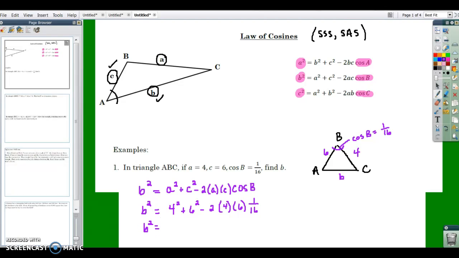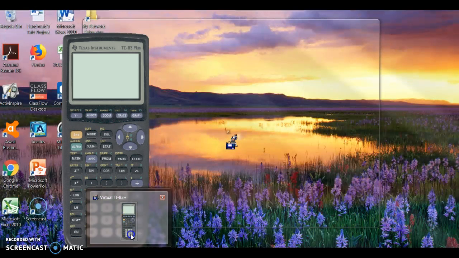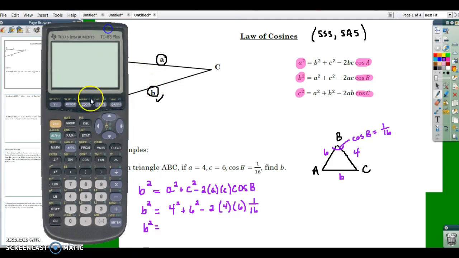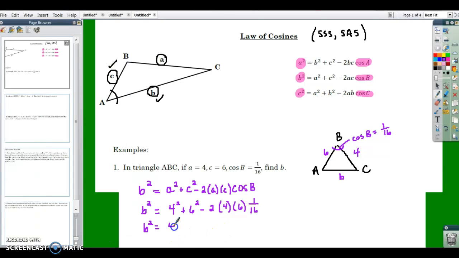And we can do that in our calculator just as one big calculation. So I've got 4 squared is 16, 6 squared is 36, minus 2 times 4 times 6 times 1/16. And that gives me b squared, which is 49. And that means that b is 7. And that's my missing side. That's the value that I was looking for. Okay, so very straightforward formula.